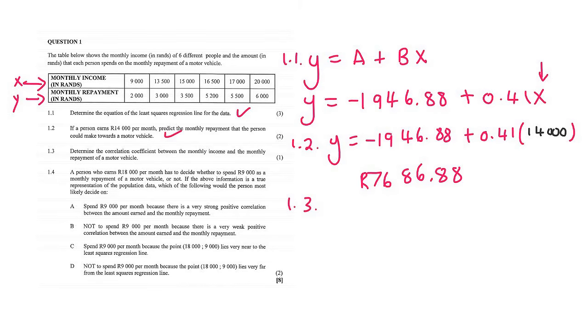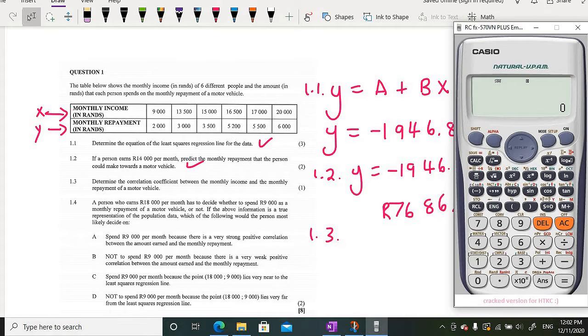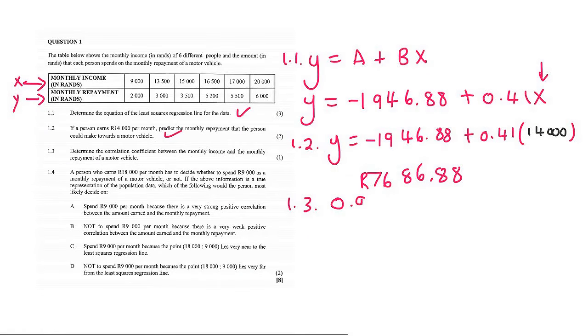Question 1.3. Determine the correlation coefficient. So guys, that's just your R value. So you go back to your calculator, and you don't have to put all the values in again. You just go shift, and then you push the number 1, and then you go to number 5 again, and your values will still be there. So you just push number 3, and then push equals, and then we can round that to 2 decimal places. So that'll be 0.95.